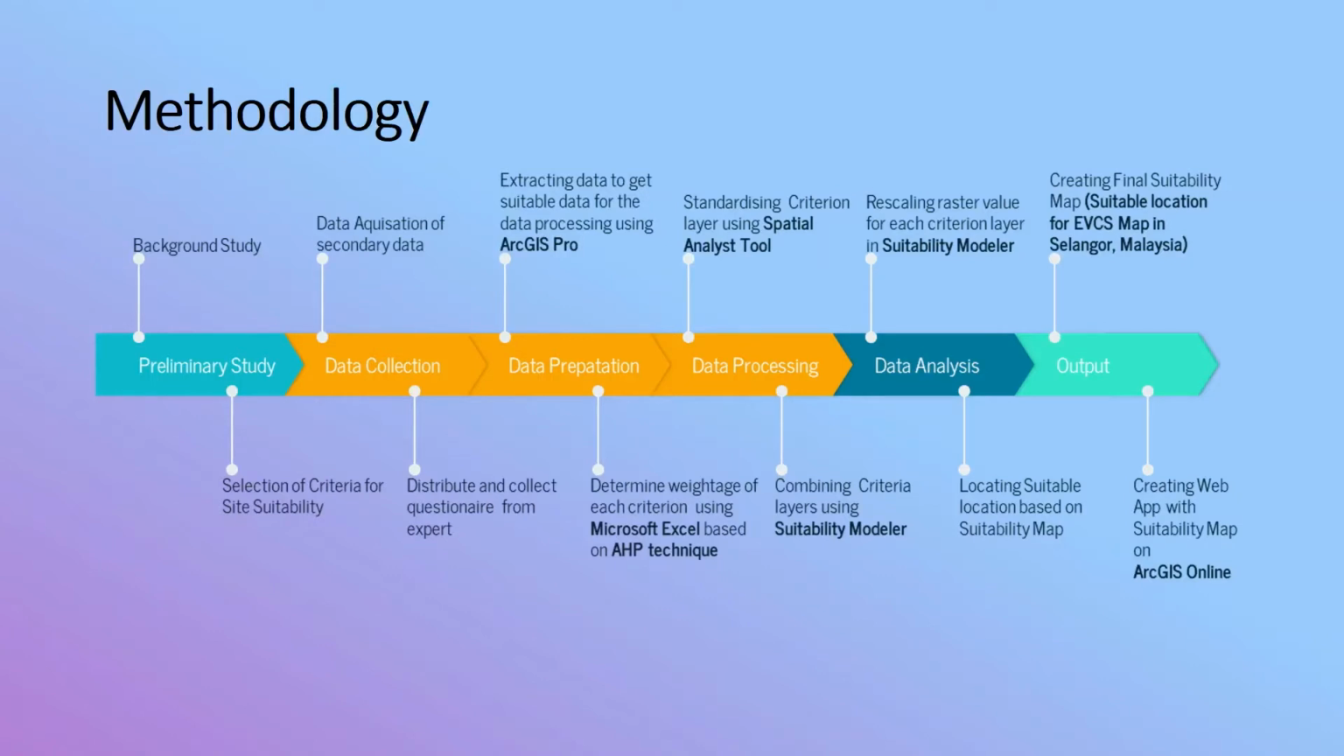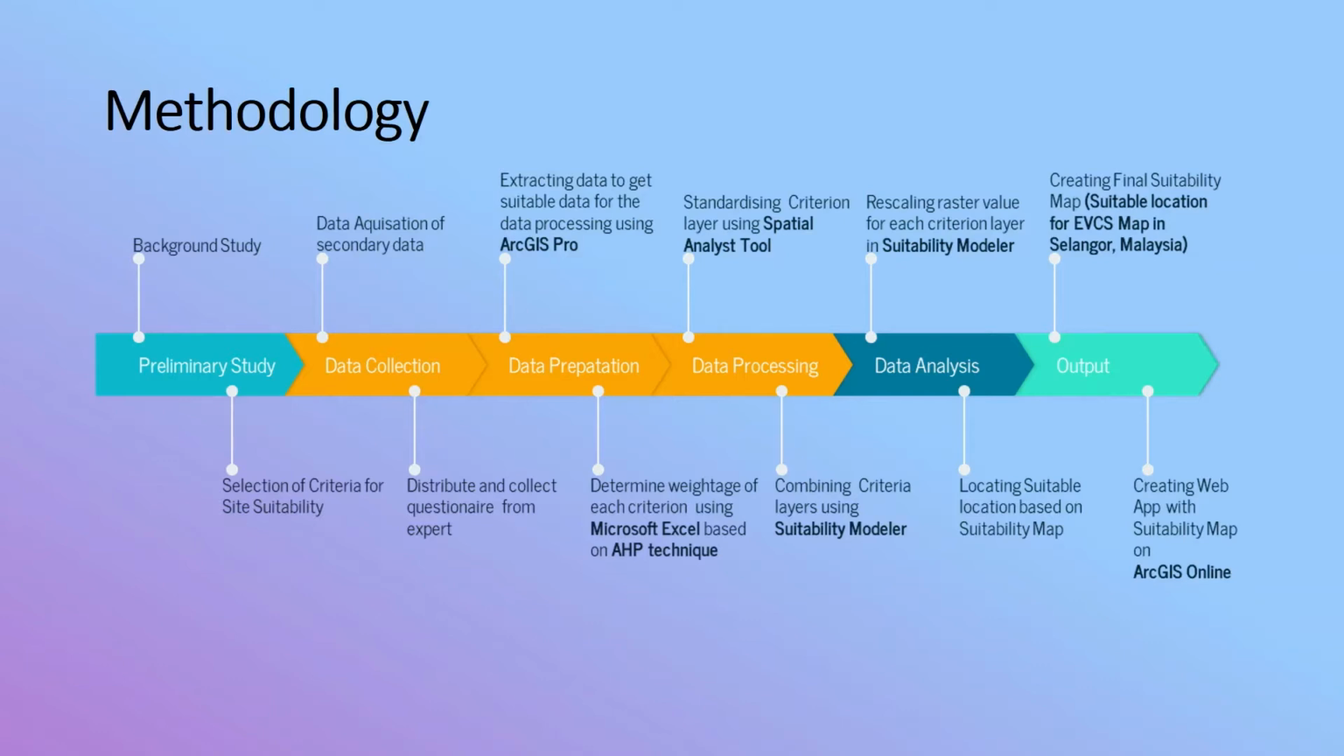This is a flowchart for this study. First, we start with a preliminary study, which is a background study of the EV charging station and the selection of criteria for site suitability. And then the data collection starts with collecting secondary data and distributing and collecting the questionnaire from the experts. And then for the data preparation, we start with extracting data to get the suitable data for the data processing using ArcGIS Pro.